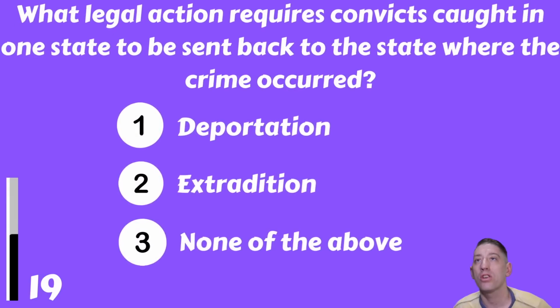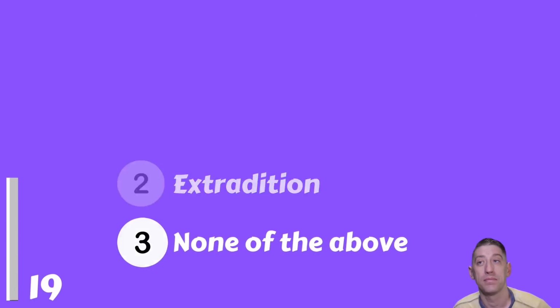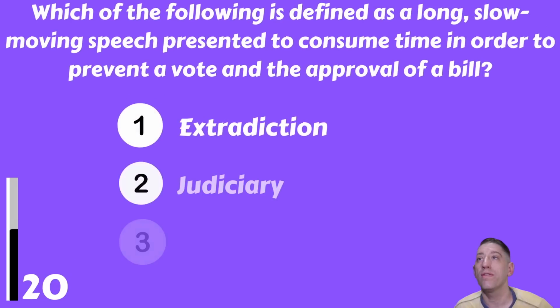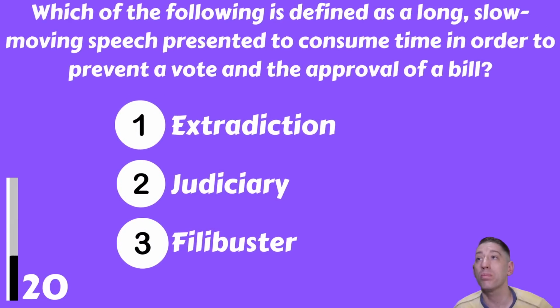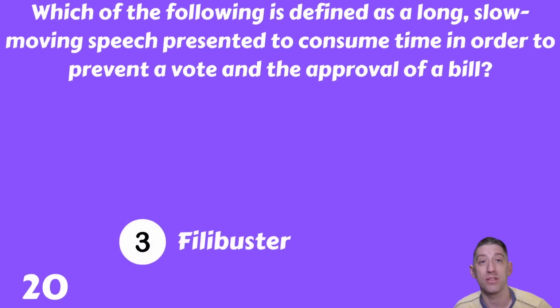What legal action requires convicts caught in one state to be sent back to the state where the crime occurred? Deportation, extradition, or none of the above? Extradition. Which of the following is defined as a long, slow-moving speech presented to consume time in order to prevent a vote and the approval of a bill? Extradition, judiciary, or filibuster? Filibuster.